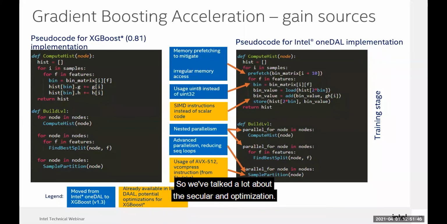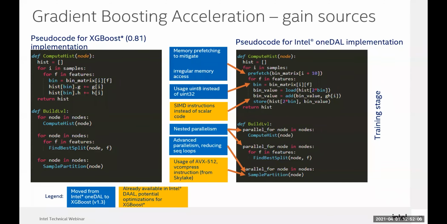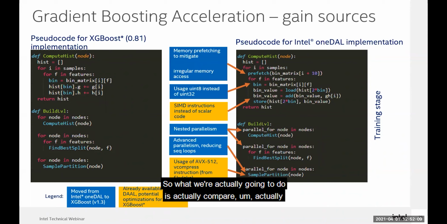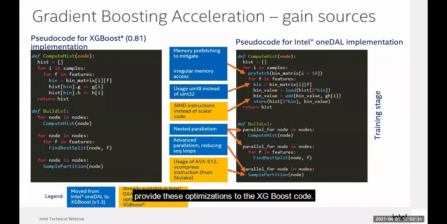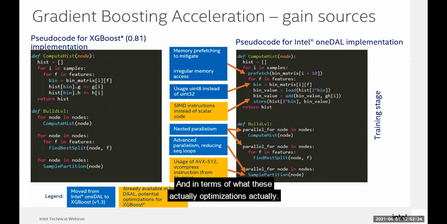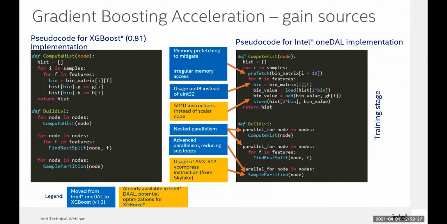So we've talked a lot about the scikit-learn optimizations. Well, what about our XGBoost optimization? Fun fact, if you've pip installed XGBoost after, I believe, version 0.9, Intel's optimizations for XGBoost are actually upstreamed to the pip installed or stock version of XGBoost. So what we're going to do is compare XGBoost before we began implementing these optimizations to the most recent version, as we've continued to provide these optimizations to the XGBoost code, and in terms of what these optimizations are actually doing.